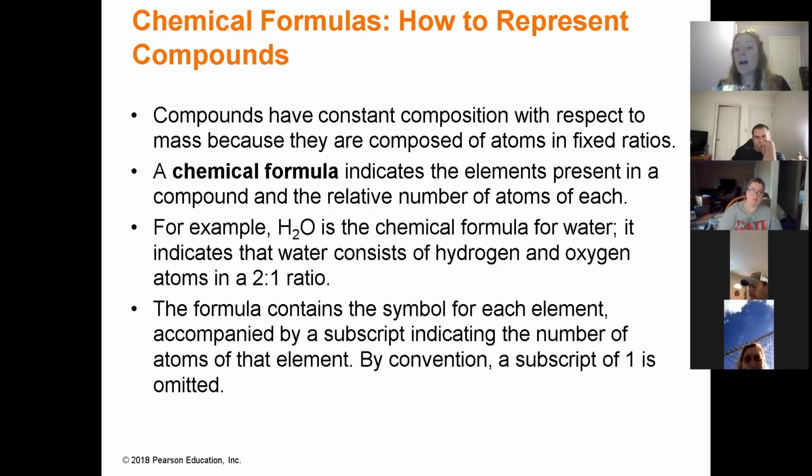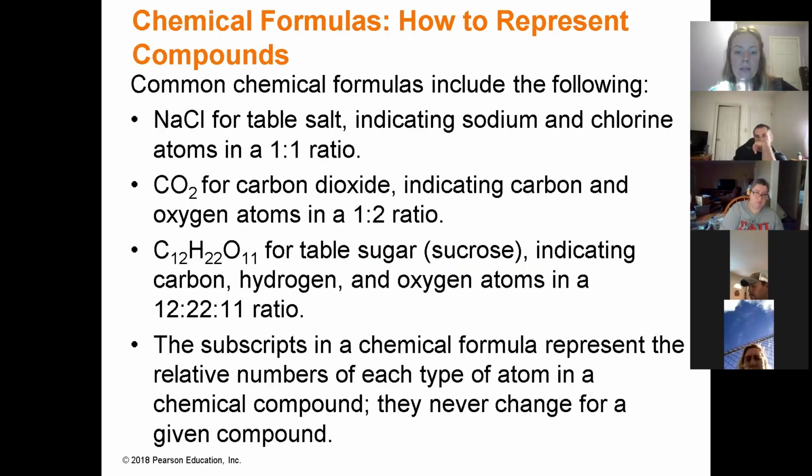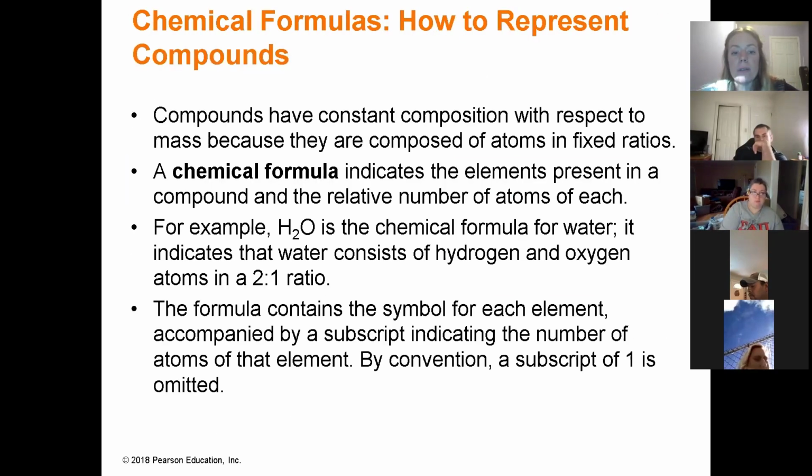So how do we represent a compound? Well, we said in order for it to be a compound, you have to be able to write it as a chemical formula. And so the chemical formula is going to express what elements are present in the compound. And it's also going to tell you how many of each you have. So we've got this guy here, H2O, which hopefully you know that's water. If not, that's okay. This is the molecule water, the compound water.